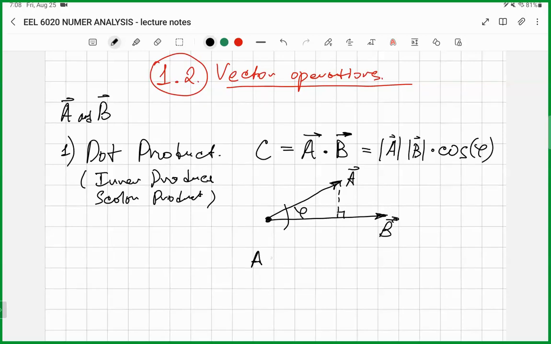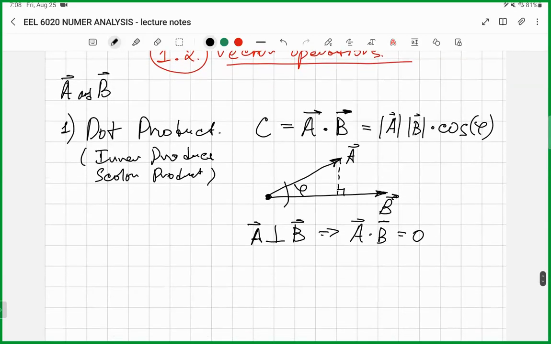And when vector A is orthogonal to vector B, which means a right angle between them, then A dot B will be equal to 0. And when they are collinear, right, then this c, the result, will be just the product of the lengths of vector A and vector B.